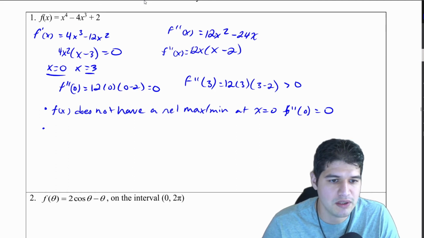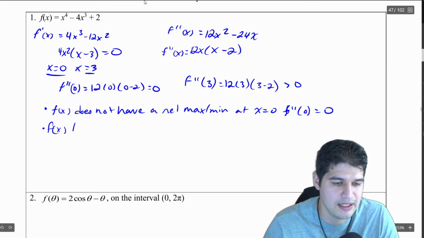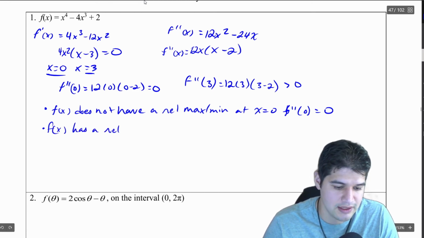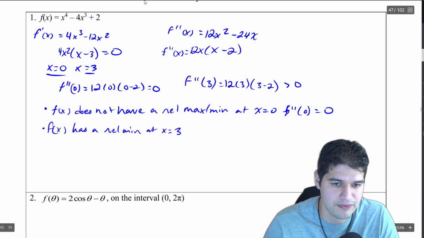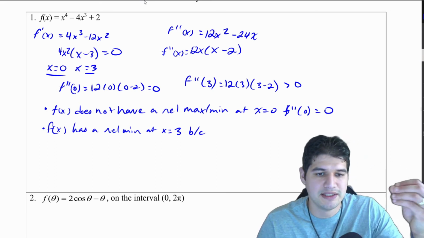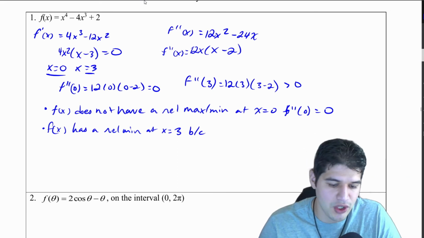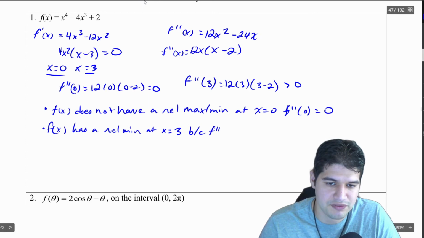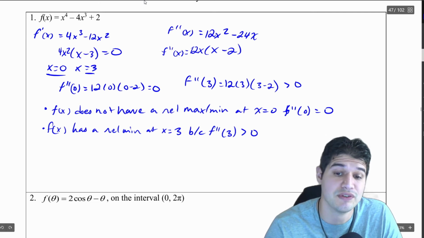So then here, what will we say about at x equals 3? We're going to say f of x has a relative minimum at x equals 3, and we know this because f prime is 0, so we've already done that work, but we know this because the second derivative at 3 is greater than 0. So that's the second derivative test.